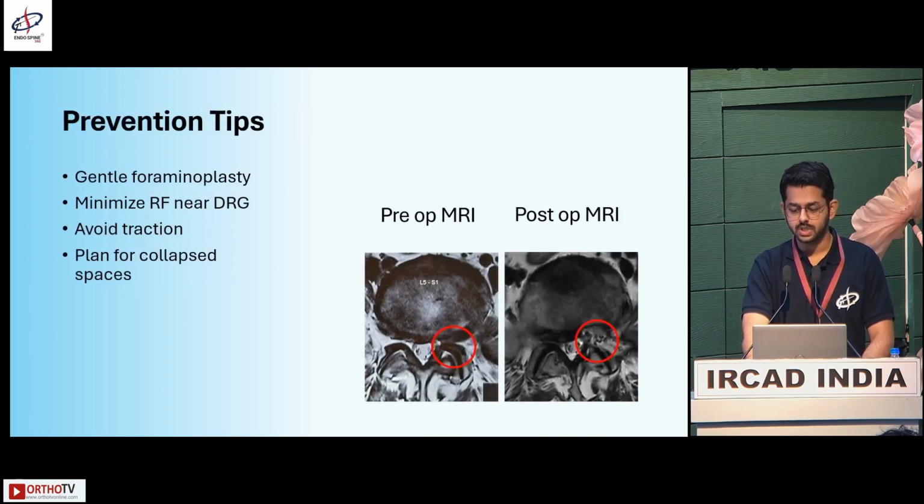So the key is precision. Create enough working space before entering, keep the RF tip away from the DRG, and never force traction. Especially in collapsed foramens, plan your entry carefully to avoid DRG proximity.